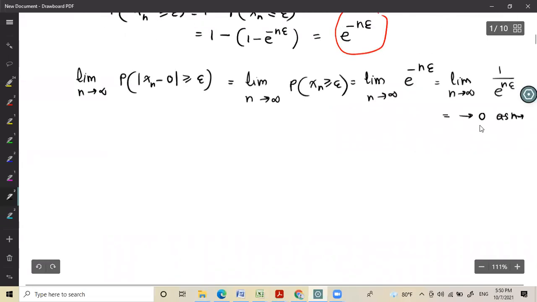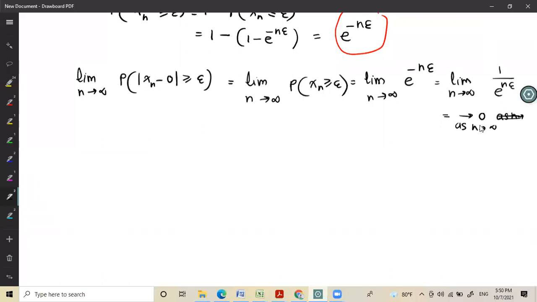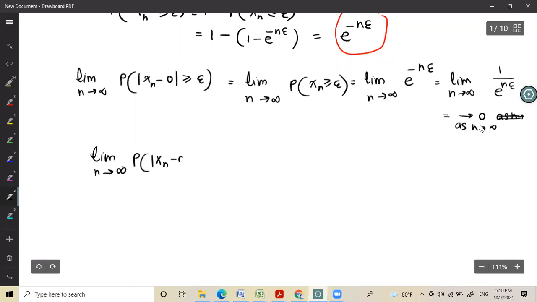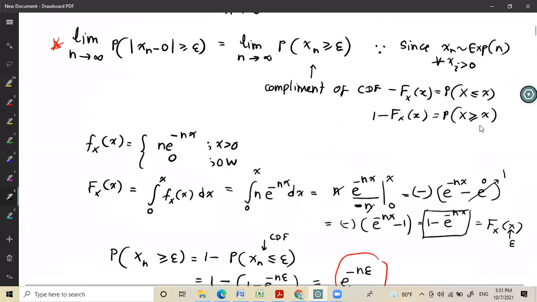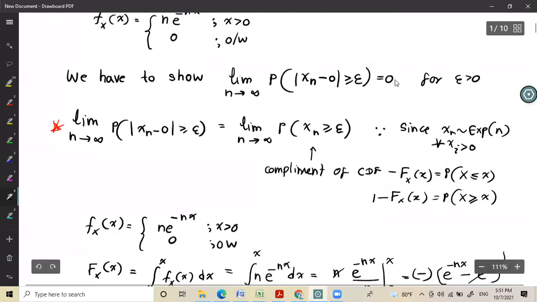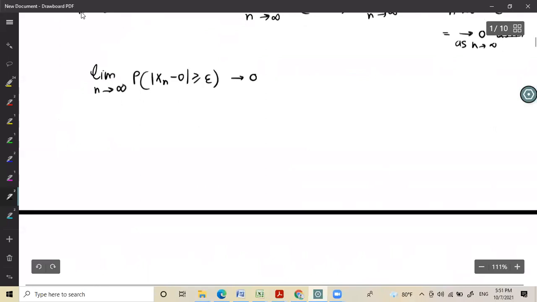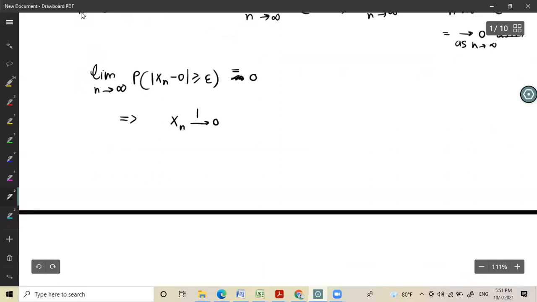Why is that? Because your n is in the denominator. 1 over e to the n: when n goes to infinity, 1 over infinity is 0. So what do you have? The limit as n goes to infinity of the probability |Xn minus 0| greater than or equal to epsilon goes to 0. And that is exactly what we want to show. Since we have the limit here, you can write the equal sign there. So this means Xn goes to 0 in probability.